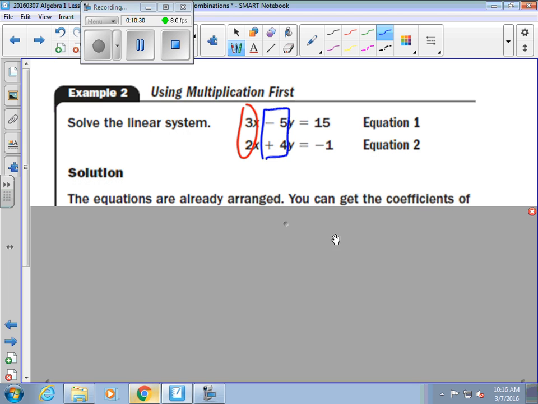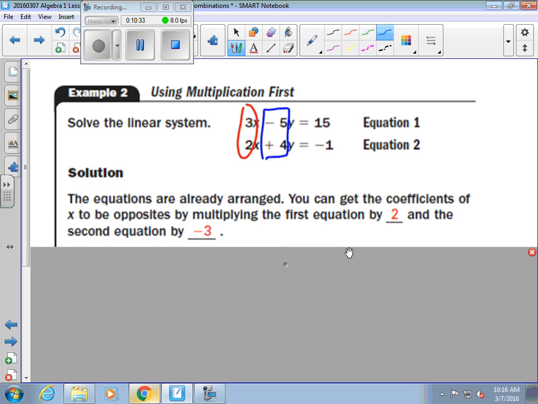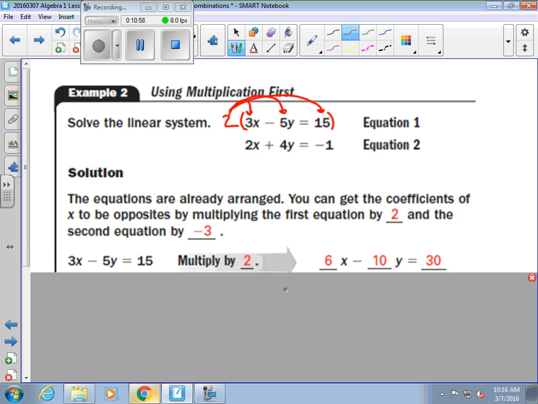That being said, it says you can get the coefficients of x to be opposite by multiplying the first equation by 2 and the second equation by -3. So when you multiply this equation by 2, you have to distribute it not only times the one you want to change to 6, but you also have to give it to the -5y and also to the 15. So 2 times 3x is 6x, 2 times -5y is -10y, and 2 times 15 is 30. Again, we're trying to make opposites 6x and -6x.